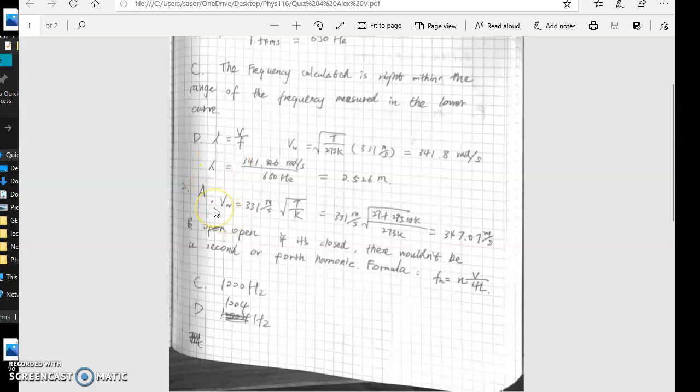So in problem A, we're asked to find the sound speed at 27 degrees Celsius. So we can use this formula to find that the sound speed at 27 degrees Celsius is equal to 347.7 meters per second. So in B, we're asked to determine what type of pipe it is.